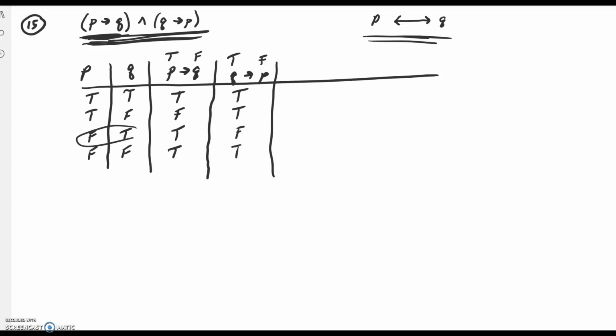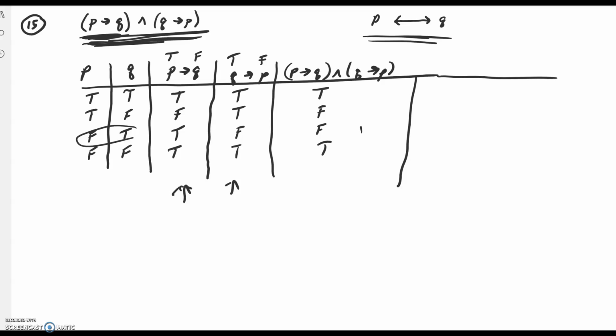Then we need the entire statement, and it's an AND statement, based on these. The thing about an AND statement is it's false unless both parts are true. And so we've got a true here, we've got a true here, we've got a false here, we've got a false here. Then we need to compare this result with this result.